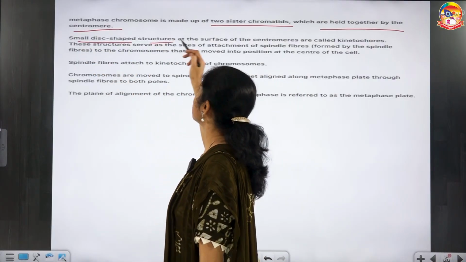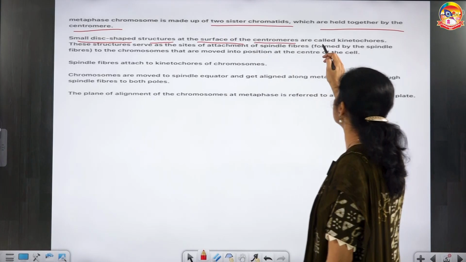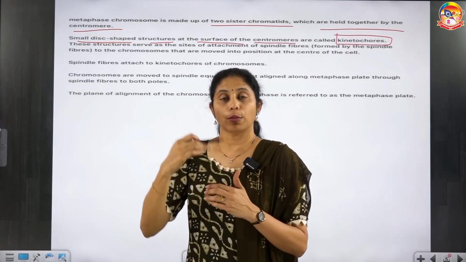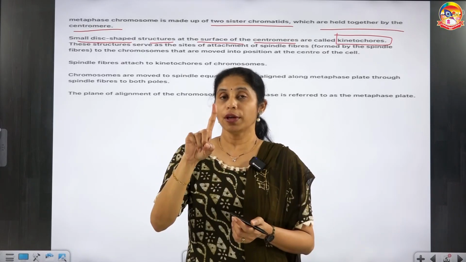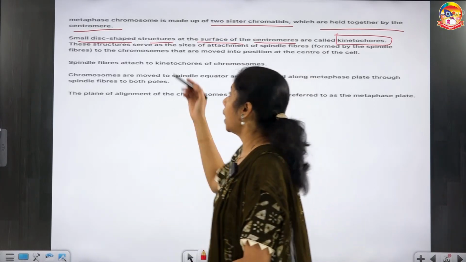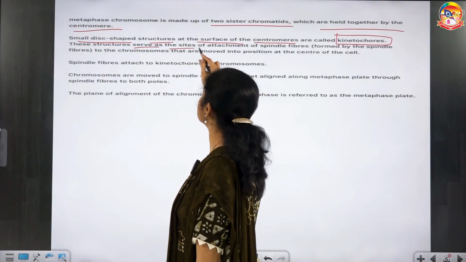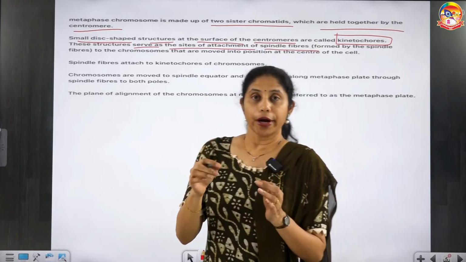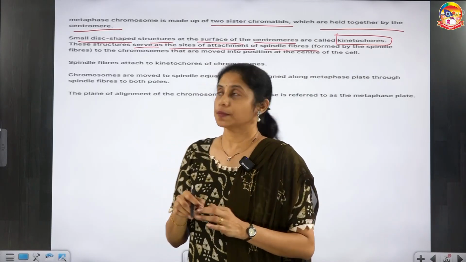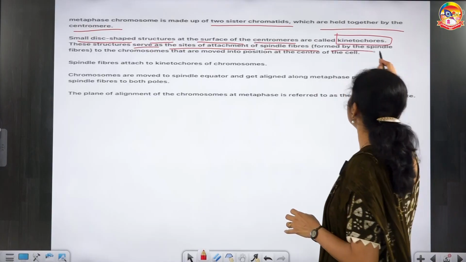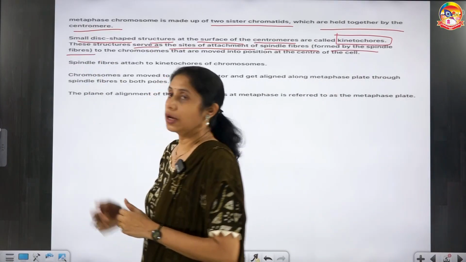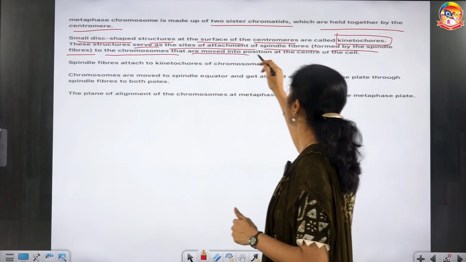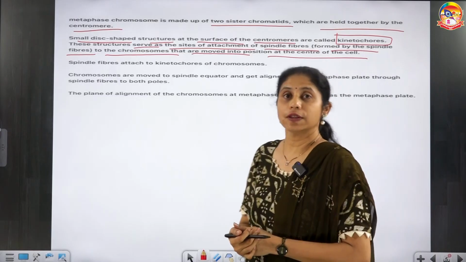Then small disc-shaped structures at the surface of the centromeres are called kinetochores. Kinetochores are present on the surface of the centromere on both the sides. So one centromere will have two kinetochores. And these structures serve as the sites of attachment of the spindle fibers. So they are the points of attachment of spindle fibers. And they will connect the chromosomes that are moved into the position in the center of the cell.